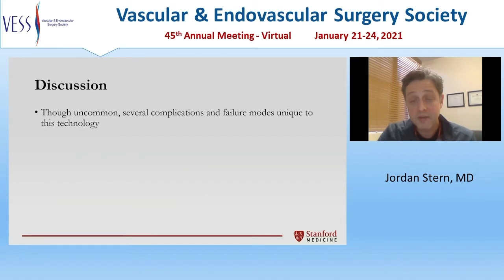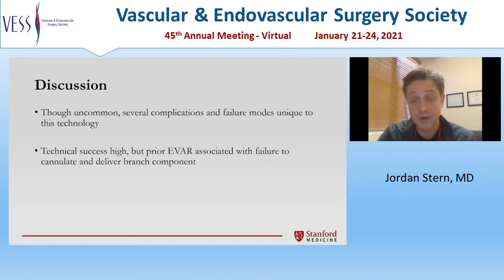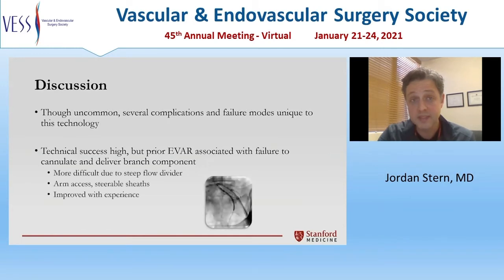While we were able to achieve a high rate of technical success and overall favorable outcomes, these IBD-specific complications do warrant attention. Technical failure was more common in patients undergoing IBD in the setting of prior EVAR. This is not surprising since the steep flow divider precludes normal cannulation from the contralateral side. While we have generally approached this situation by using arm access to deliver the hypogastric component, we have more recently successfully used steerable sheaths to allow cannulation either over the flow divider or via the ipsilateral femoral artery as shown.